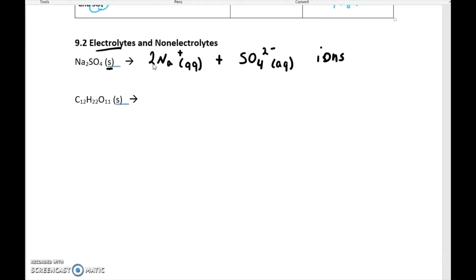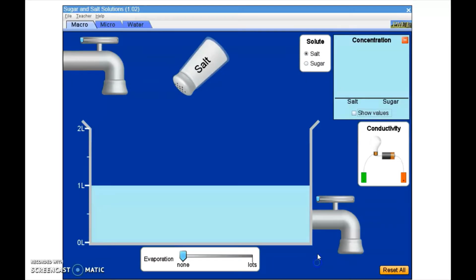This is the formula for sugar, and when it dissolves in water, it becomes aqueous sugar. There are no ions formed. It's just aqueous now. So let's look at a diagram we've got. We can see how this affects the conductivity of electricity.